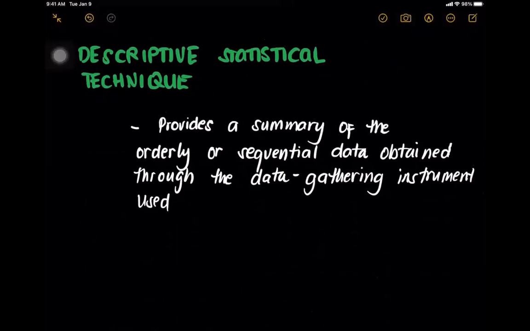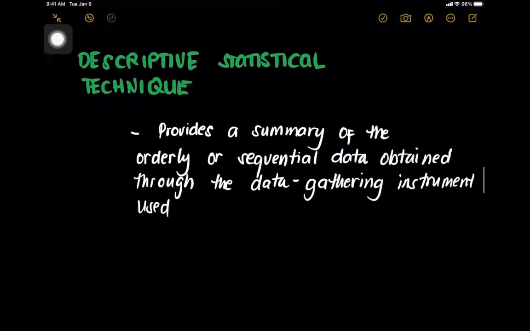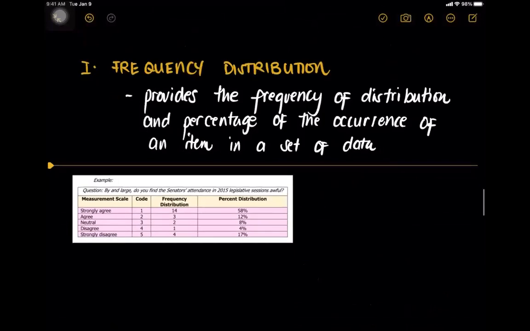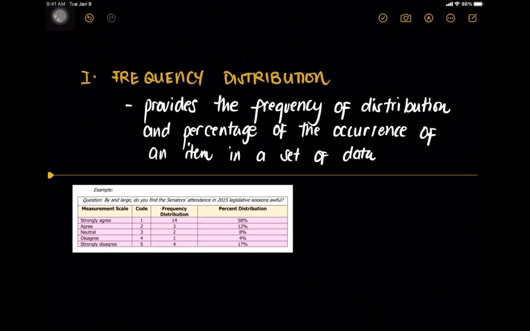Now let's start with your descriptive statistical technique. As I have initially mentioned, descriptive statistical techniques provide a summary of the orderly or sequential data obtained through the data gathering instruments. And it includes three essential parts: your frequency distribution, your measures of central tendency, and your measures of variability. So let's take a look. The first one is frequency distribution. We have already talked about tables, so this is really the same.